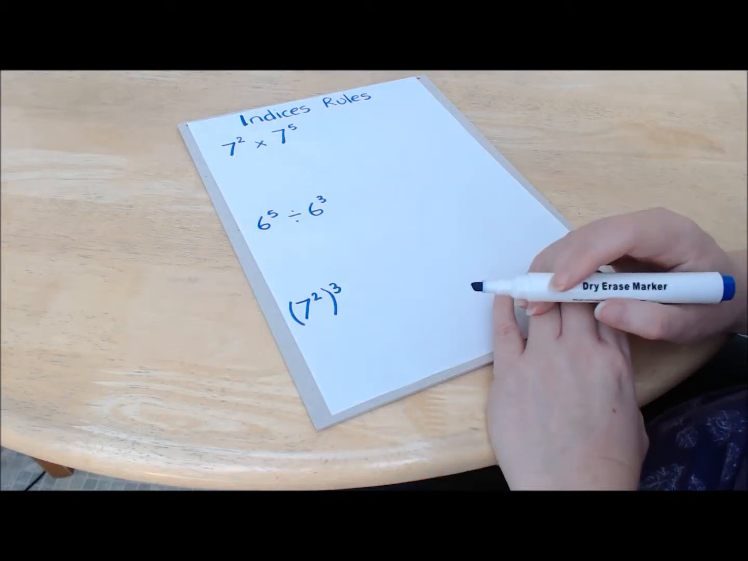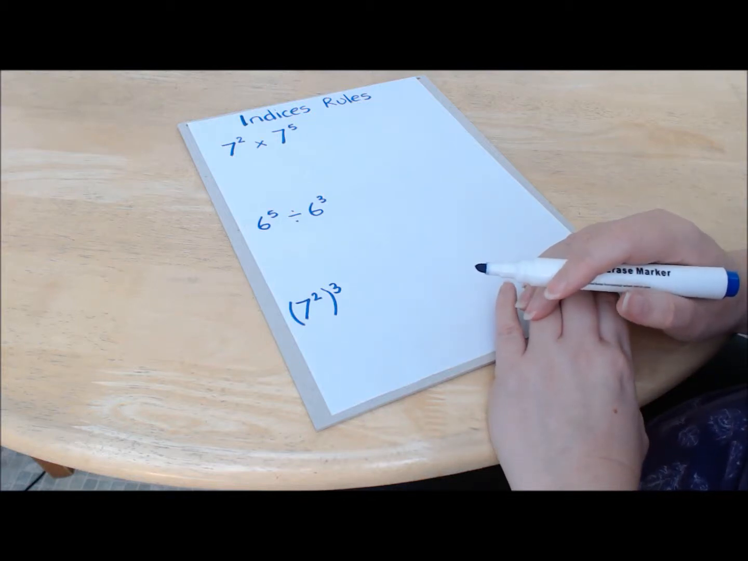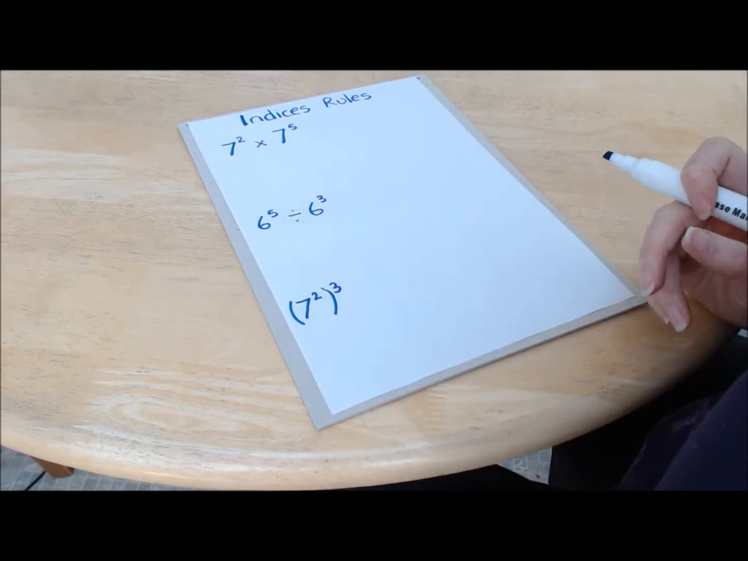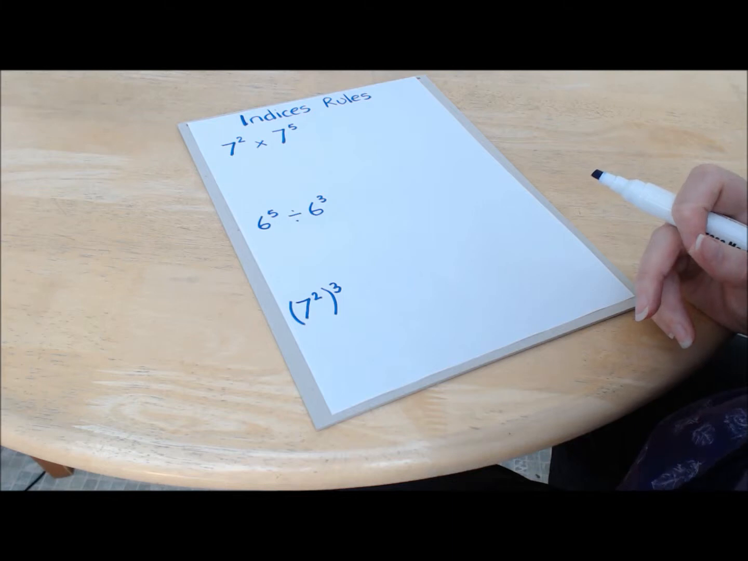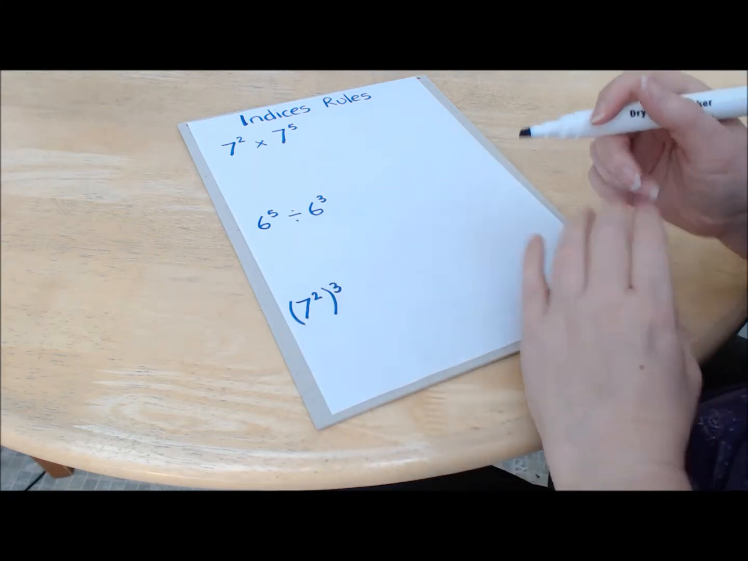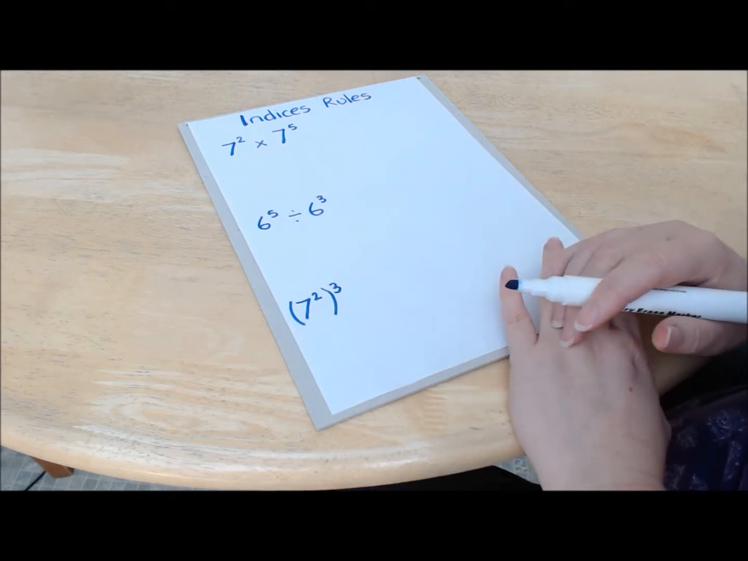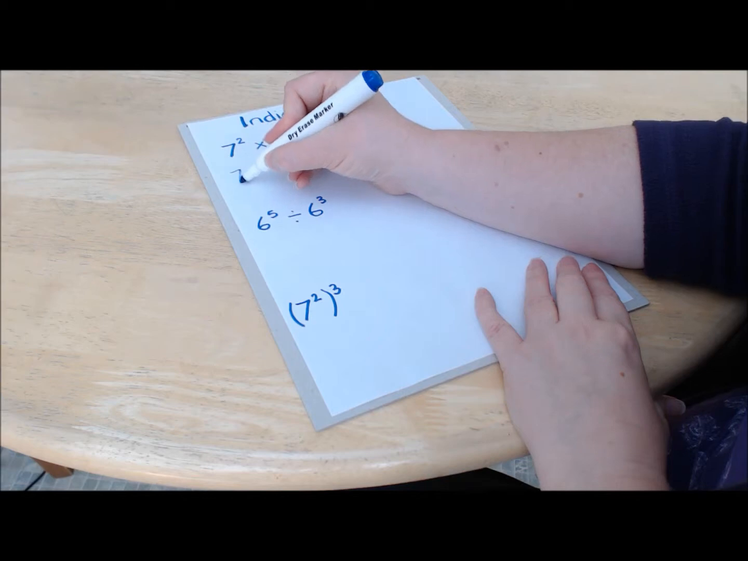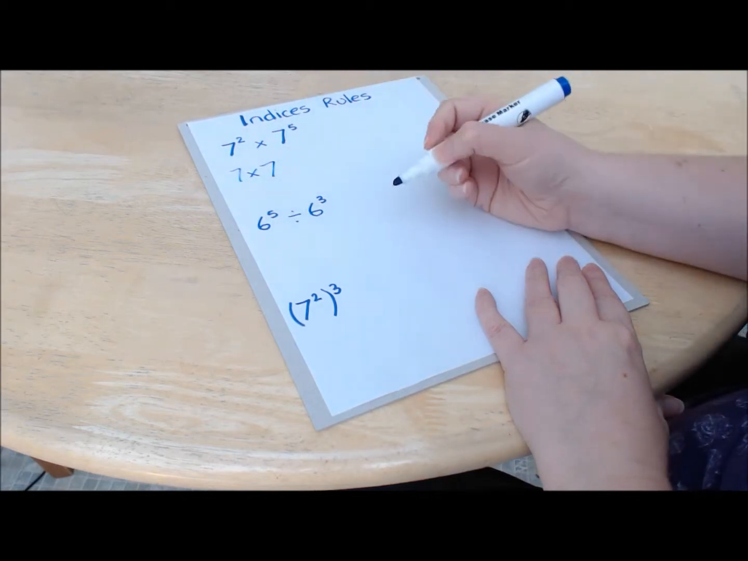I'm just going to go over the rules that we use for working with indices to save us the bother of expanding it and doing it the long way. And in order to explain that, I'm going to actually do the long way so that you can see why the short way works. So 7 squared means 7 times 7.